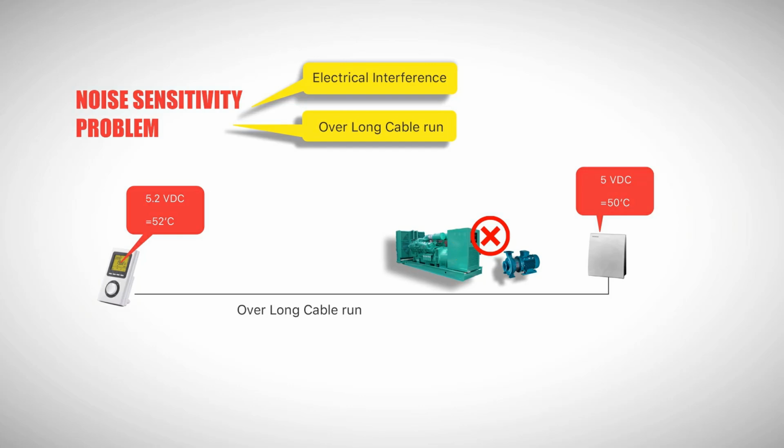For example, a temperature sensor outputting, let's say, 5 volts, which corresponds to 50 degrees Celsius, might appear as 5.2 volts or 52 degrees Celsius due to induced noise.